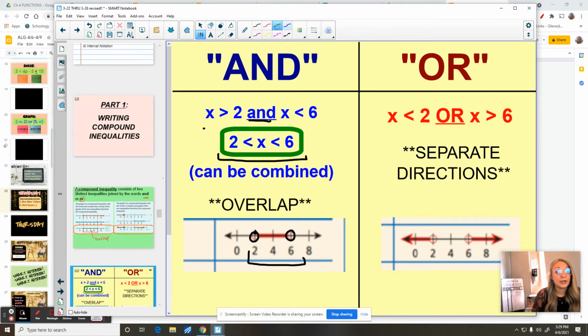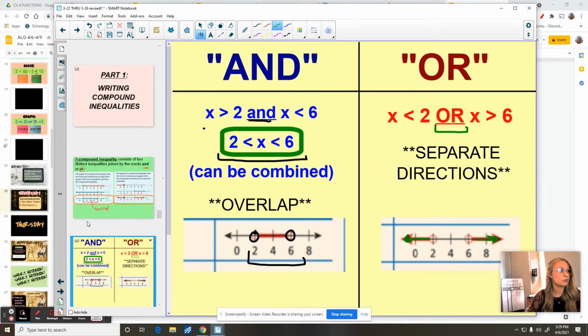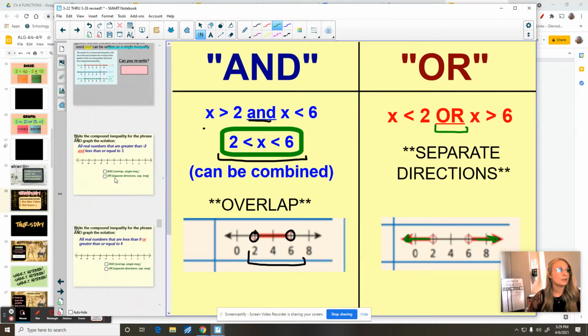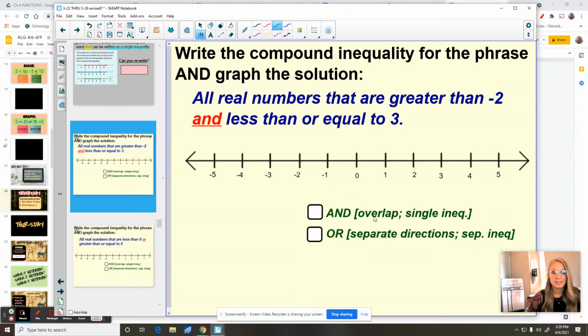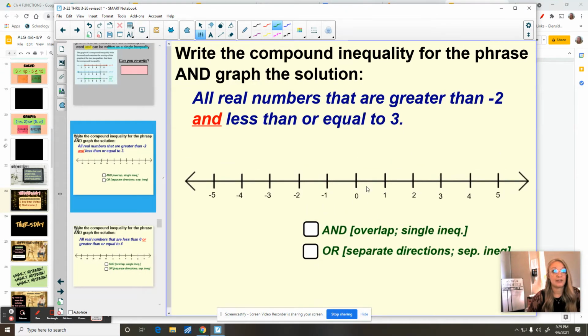For our or inequalities, you're going to know it's an or inequality because it has the word right there for you. And when you graph that, it'll be going off into separate directions. So let's go ahead and translate some of these into an inequality and then practice graphing.